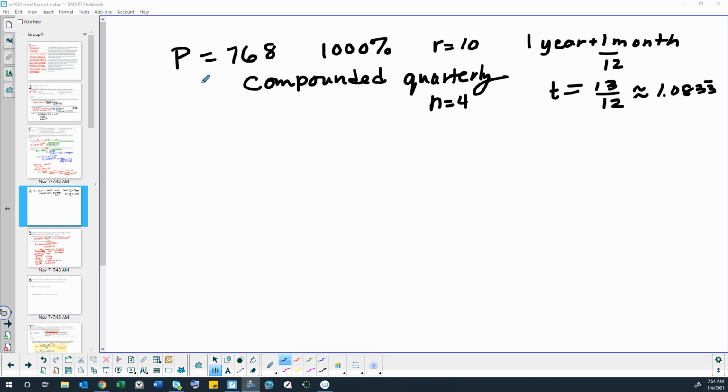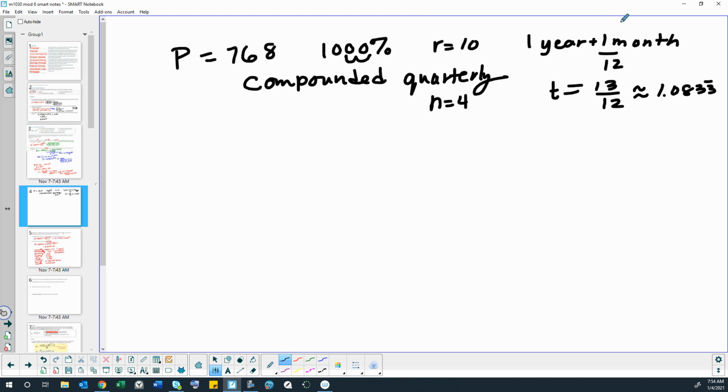Alright, we are finding compound interest. I just decided to start recording, so principal is 768. It's 1,000% interest, which is a little bit ridiculous, but okay. That means that we're going to take R and change it to a decimal. So all I did was I moved the decimal over 2 places, which makes the decimal version of 1,000% 10.